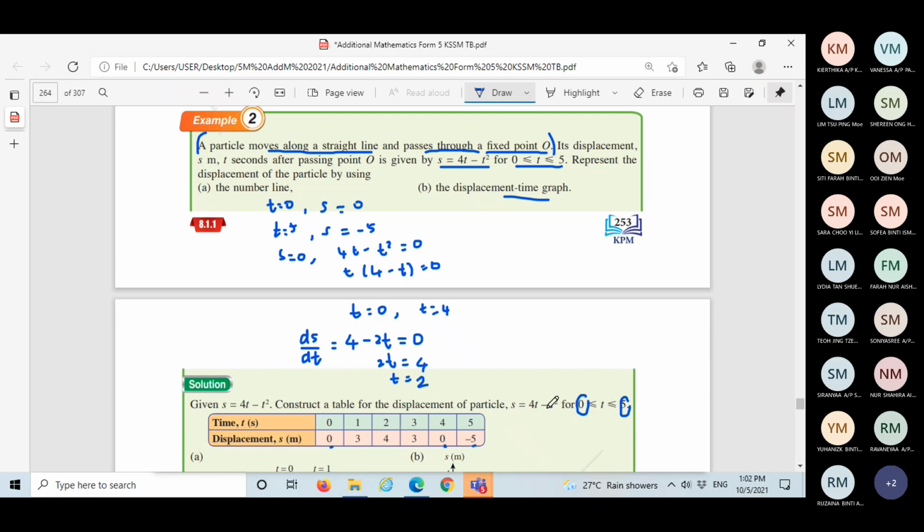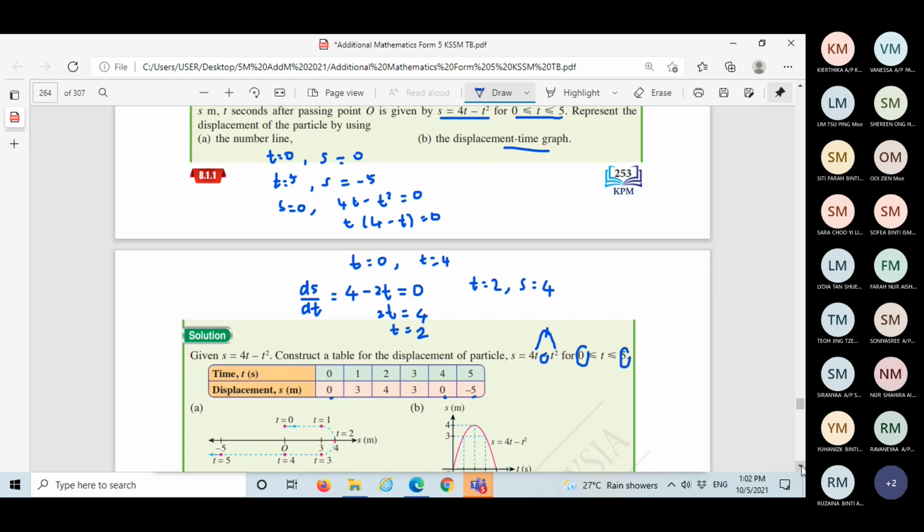Okay, maximum happens. Why maximum? Because the coefficient of t squared is negative, so it opens downward. So when t is 2, one more thing, you find the s. Substitute inside here, you get s is 4. All this information is enough already for you to sketch the graph.